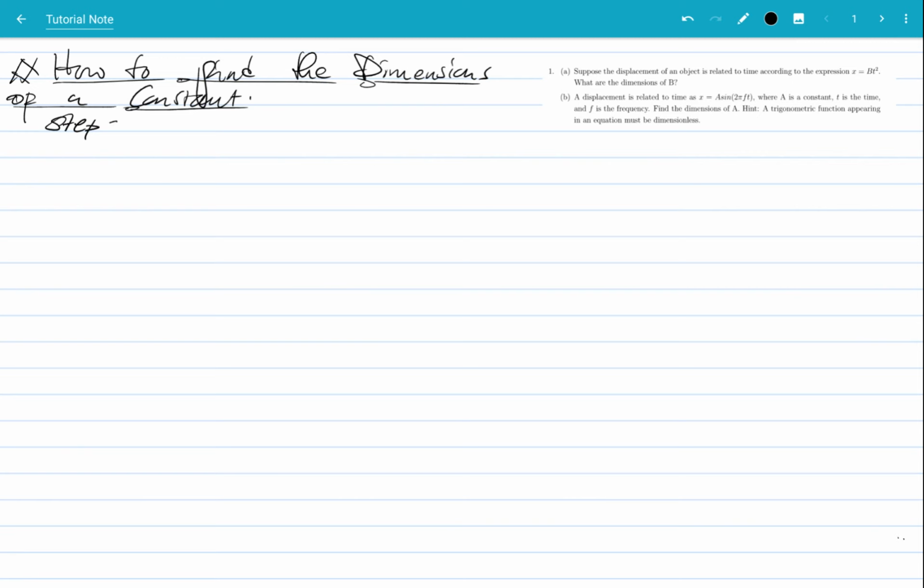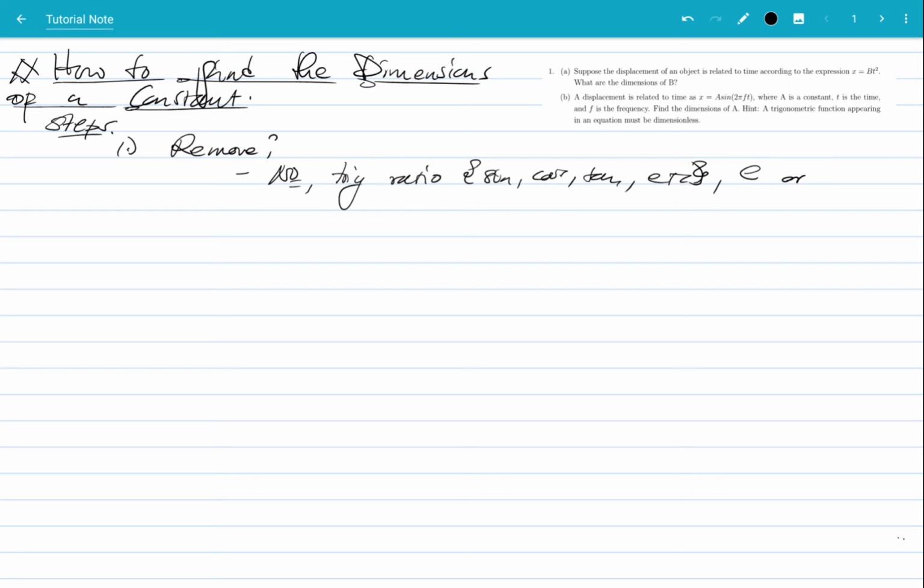So now there are basic steps that we follow. Step 1, remove the following. The first thing you should remove is simply the numbers, as well as the trig ratios. When we talk about trig ratios, we're talking about things such as sine, cosine, tan, sec, and so on and so forth. We also remove things like e or even pi.